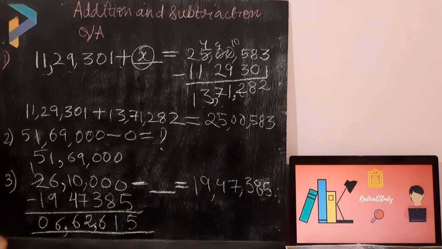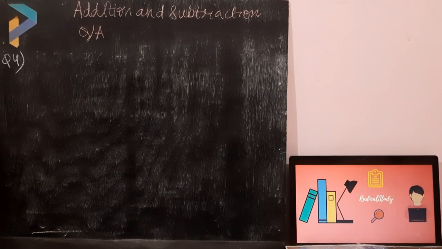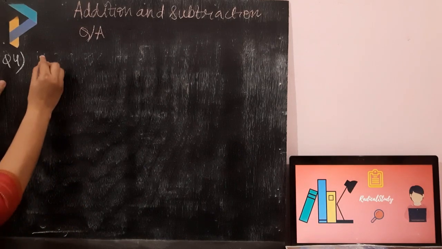Now I am going to solve the next question for you. So students, I am going to solve the next question for you. By how much is 15,46,824 greater than 12,18,452? I am writing the numbers for you.